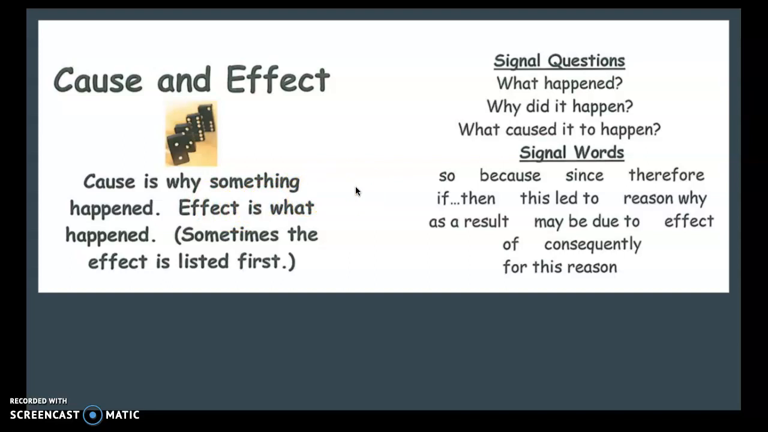Good readers look and think about signal questions. So, what happened? Why did it happen? What caused it to happen? They also look for signal words to help identify cause and effect in literature.